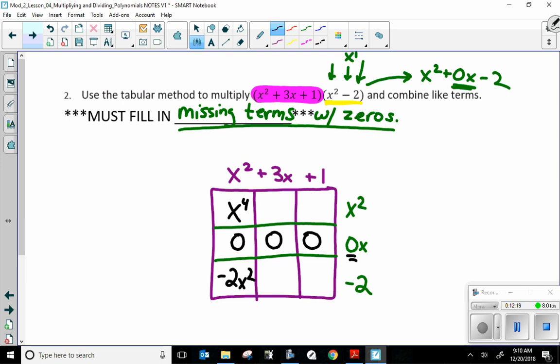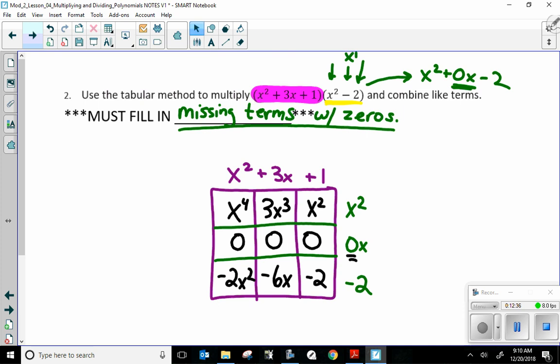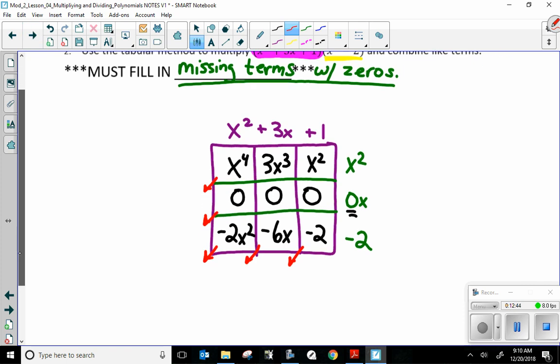Now, 3x, I'm going to go down the column, the middle column. 3x times x squared is 3x cubed. That's our 0. And then we got negative 6x. All right? 1 times anything, this last column is itself. So this is going to stay x squared, 0, and negative 2. And of course, we'll do this one in red. My arrows, I like to come out of the bottom left corner. Okay? And I would suggest that's how you do this as well.